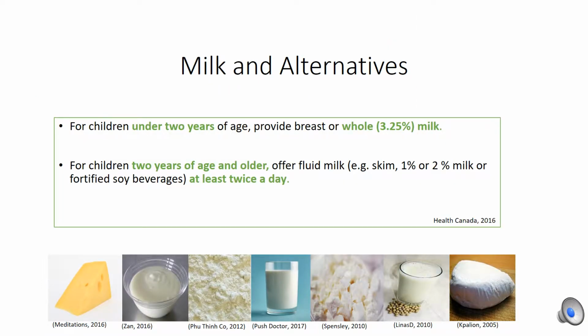Let's now look at milk and alternatives. For children under 2 years of age, breast or homogenized milk should be provided. For children 2 years of age and older, fluid milk, such as skim, 1% or 2%, or fortified soy beverages should be offered twice a day for optimal vitamin D.